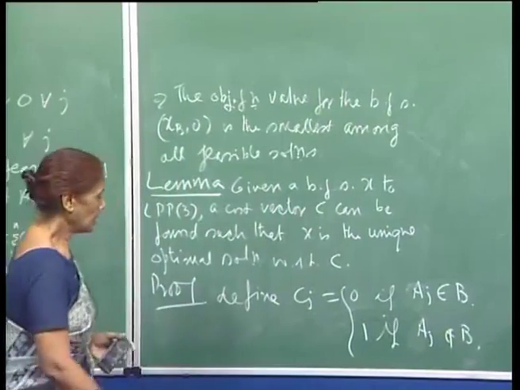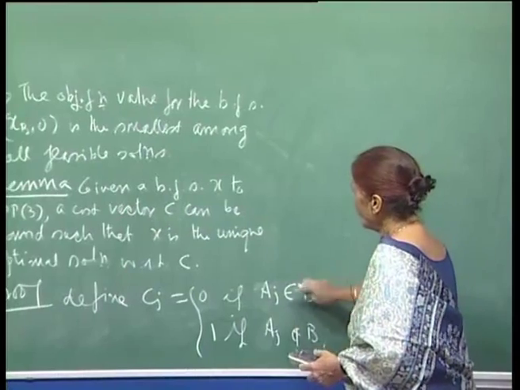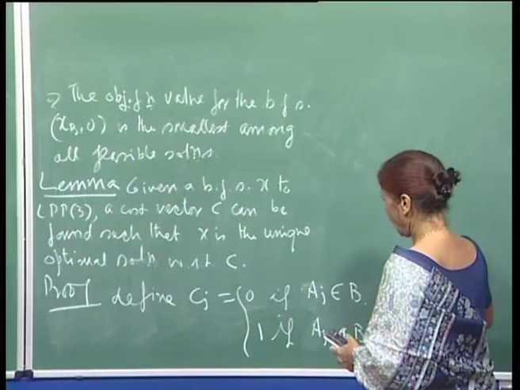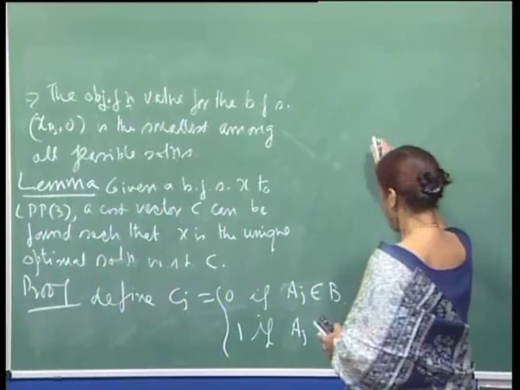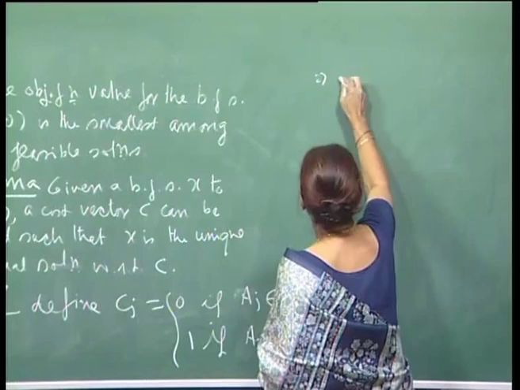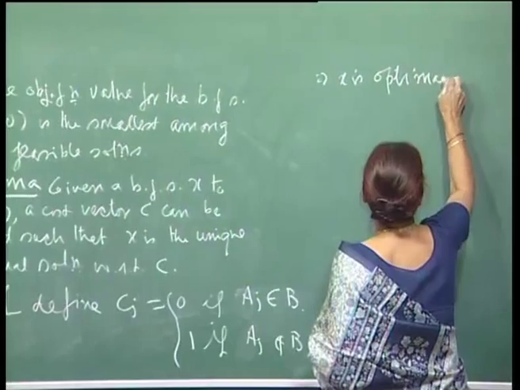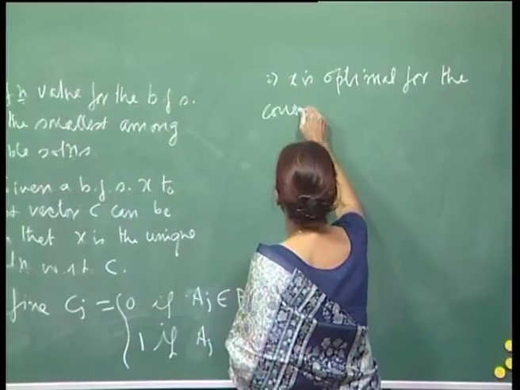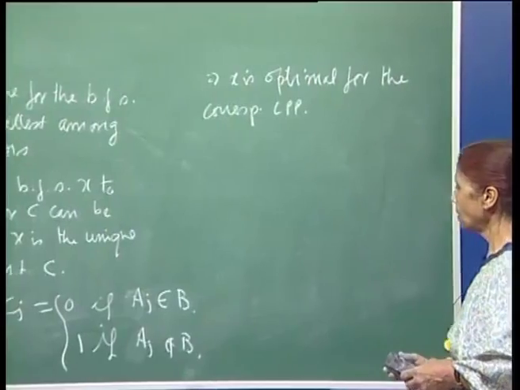So this is my definition of a cost vector, right. Now, with this cost function, if you have this cost coefficient corresponding to the basic feasible solution x, then this implies that x is optimal for the corresponding LPP. Let us spend a few minutes on this.